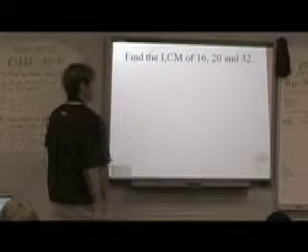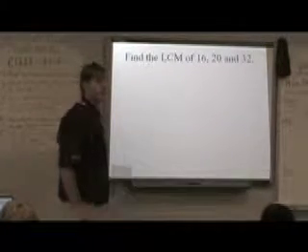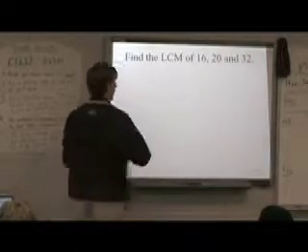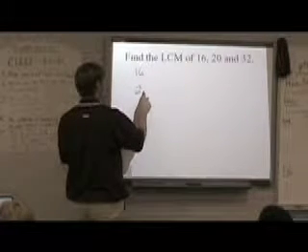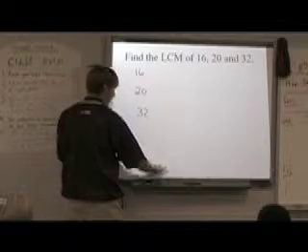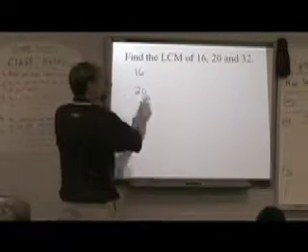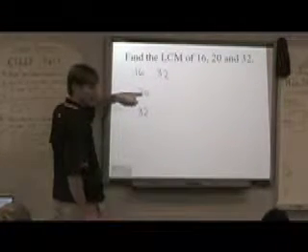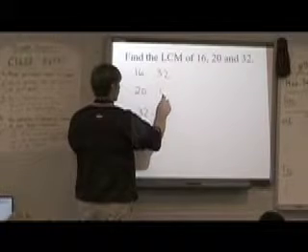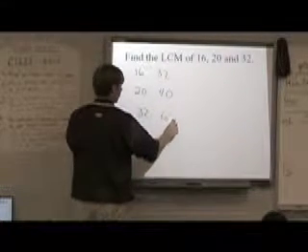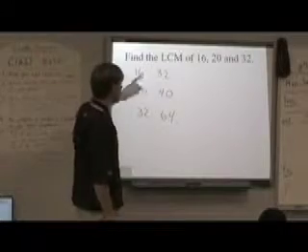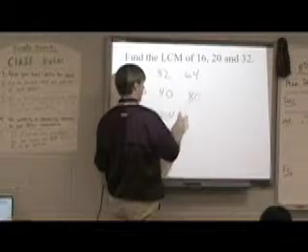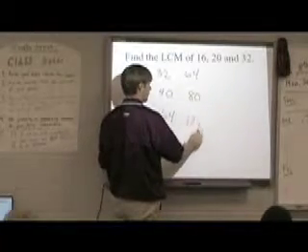Now you have to find the least common multiple of three different numbers: 16, 20, and 32. It works just the same. Write all three down: 16, 20, and 32. Now just add each to itself. 16 plus 16 is 32. Is that our LCM? No, because it doesn't match the 20. 20 plus 20 is 40. 32 plus 32 is 64. Okay, let's keep going. 40 plus 40 is 80. And 64 plus 64 is 128.